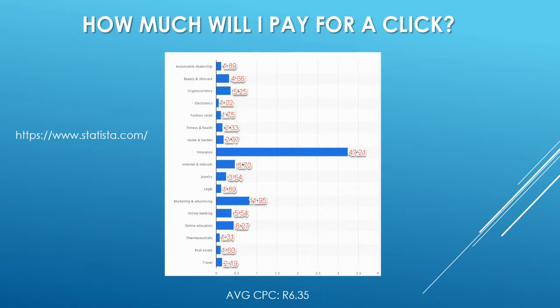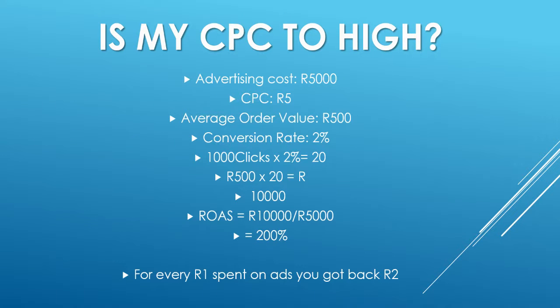That's on average. But your CPC is determined by various things. So you can't really judge by this, but it's a good guide to say, okay, maybe I'm in the fitness industry, more or less I'll pay 2.33 per click. But it really varies, and there's a lot of things that influence your cost per click. I will put that chart in the description so you can have a look at it.